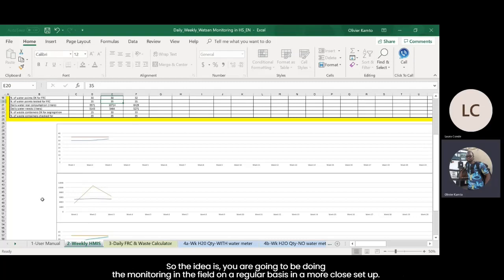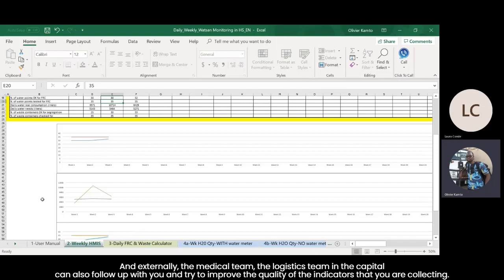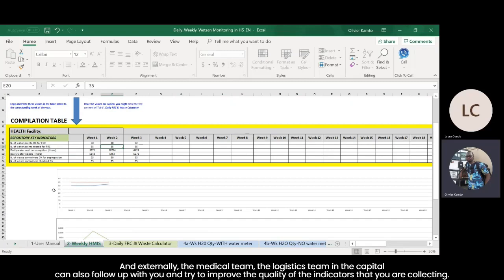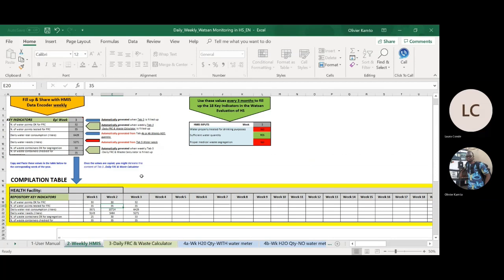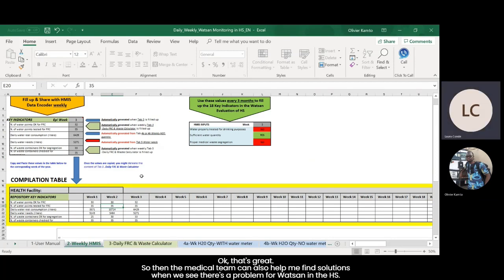So the idea is you are going to be doing the monitoring in the field on a regular basis and in a closer setup, and externally, the medical team and the logistics team, maybe in the capital, can also do this follow-up and together with you try to improve the quality of the indicators which we are collecting. Okay, that's great. So then the medical team can also help me find solutions when we see there's a problem in the health structure.